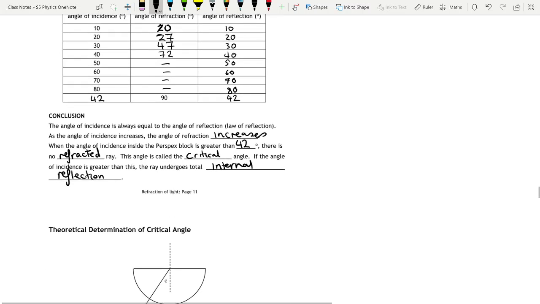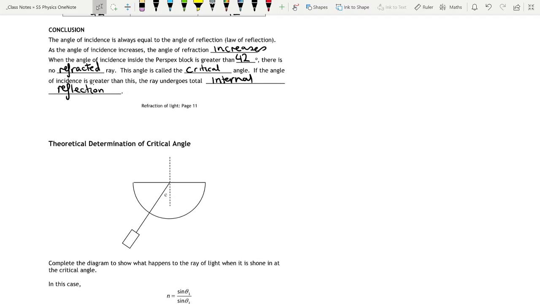Right, so theoretical determination of the critical angle. Now, we know at the critical angle, the angle of refraction is 90 degrees. That's the angle of my refracted ray. And obviously I'll also have my reflected ray, which is the same as the critical angle. Okay, so just to remind you that that is at the critical angle.